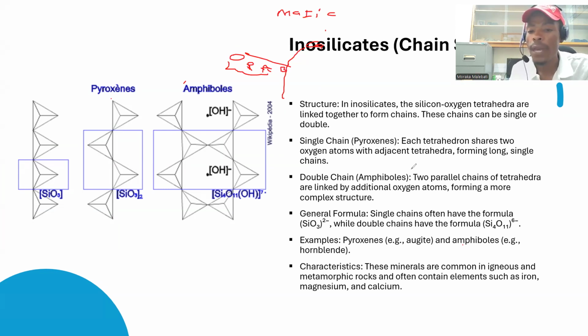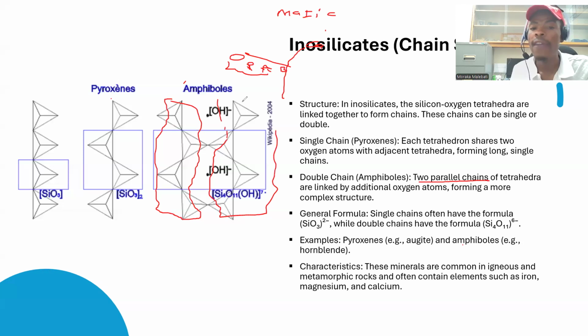So we've got two parallel chains. We've got the first chain, and then we've got another chain here, and they are parallel to one another, and they are linked here. This will form a ladder pattern. That's why they are linked by additional oxygen atoms, forming a more complex structure.